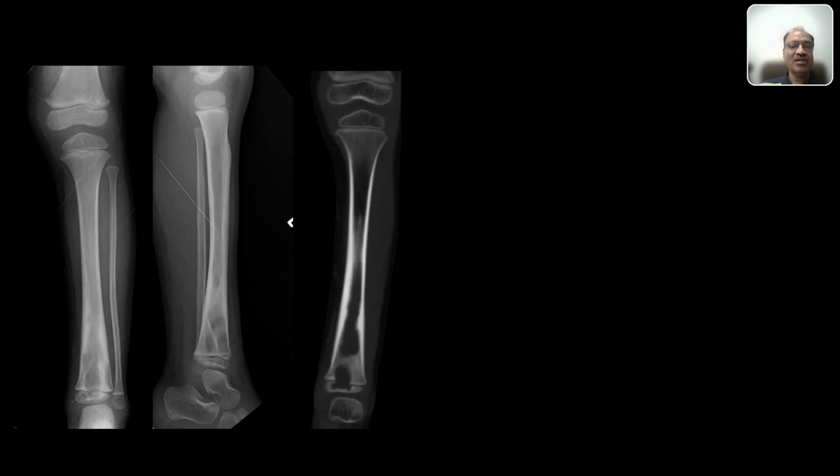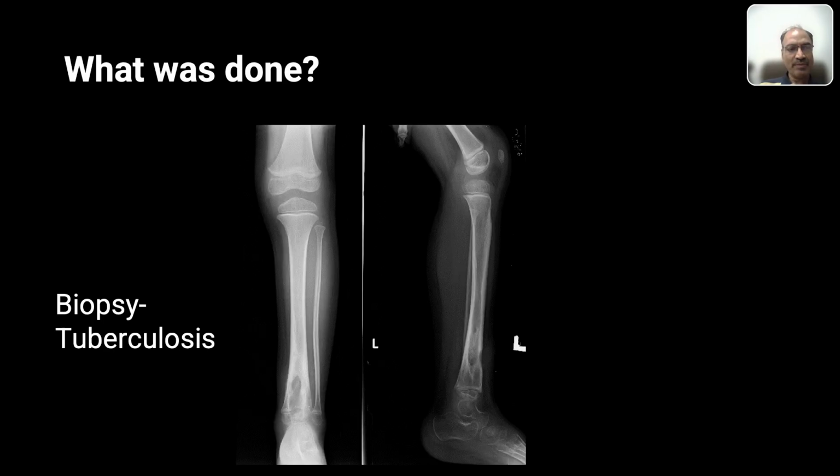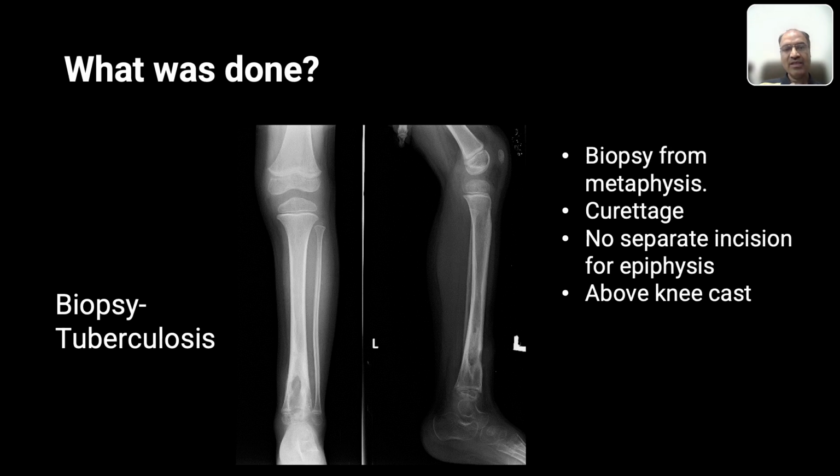Next slide. The child was treated with a biopsy. Next slide. And this was also tuberculosis. Next slide. It was just a biopsy, no other incision was done. It was protected with a below-knee cast. Next slide.